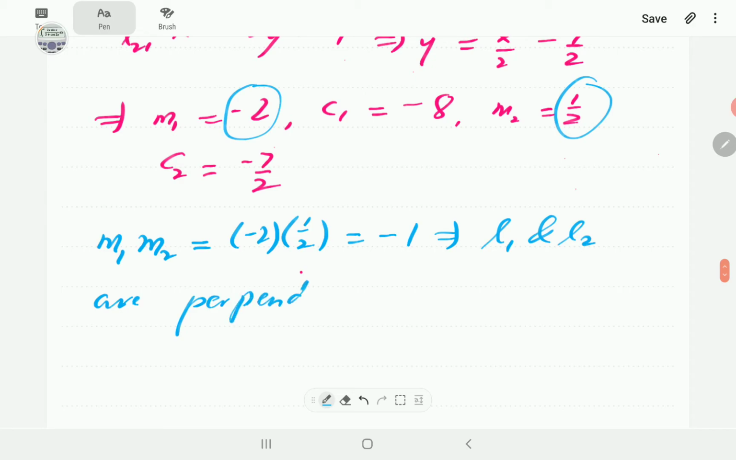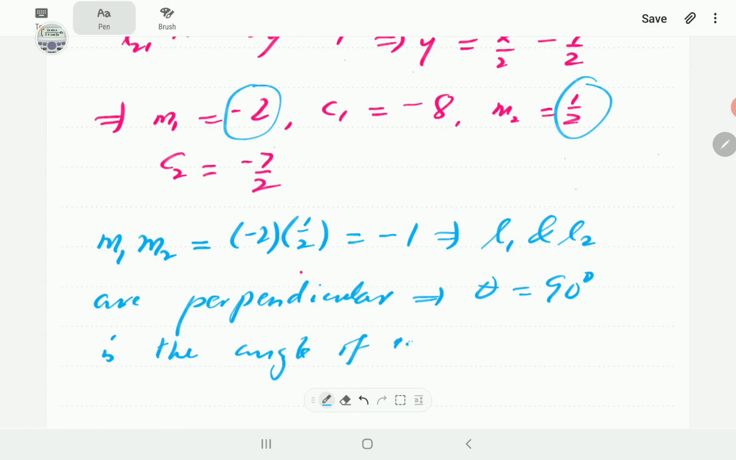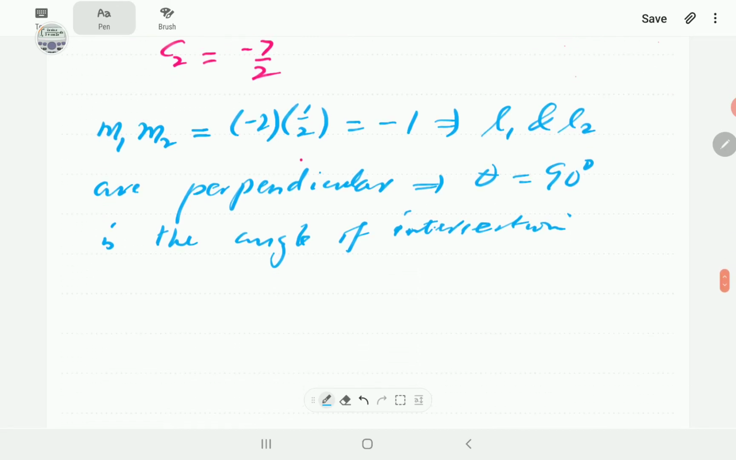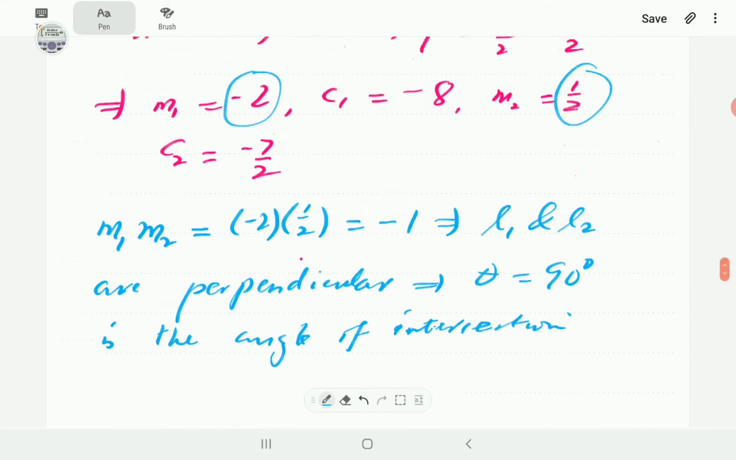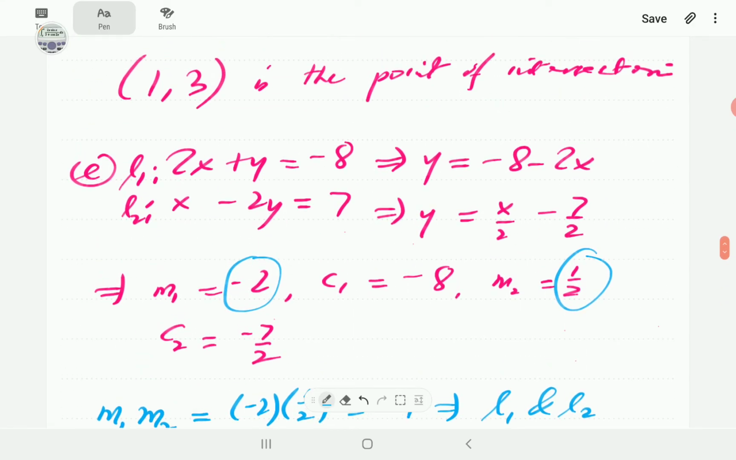If they are perpendicular, it means we already have the angle of intersection. 90 degrees is the angle of intersection. So all that remains now is to find the point of intersection. So let's see how we can find that point of intersection.